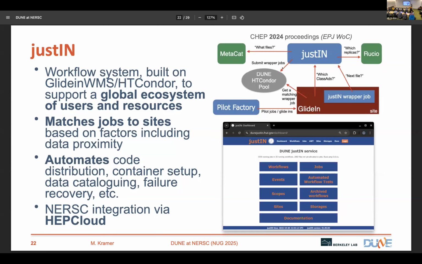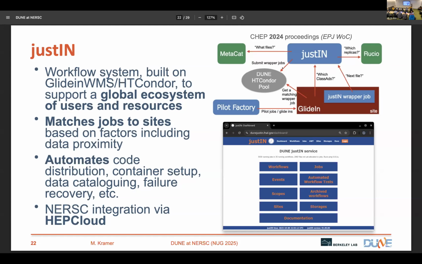And this is all presented to users in the form of a workflow system called Justin. It's designed to support a global system of users and storage resources and compute resources, and so on. And so you submit your job to Justin, and it will match that job to a compute site based on factors that include how close the data is to a given site.